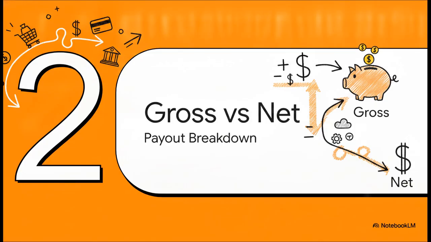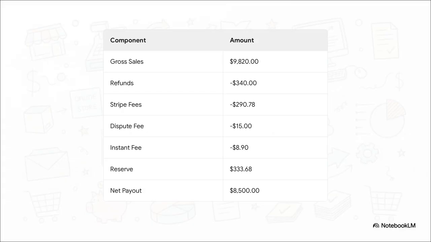Moving right along to section 2, gross versus net payouts. To understand why that triple counting happens, we've got to look at the journey of a single dollar. Because in the e-commerce world, a single bank deposit does not equal a single sale. Take a seemingly simple $8,500 deposit from Stripe, for example.